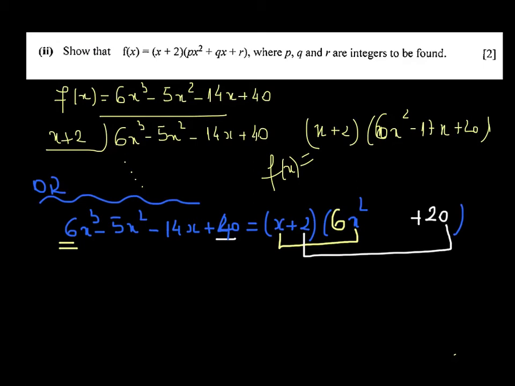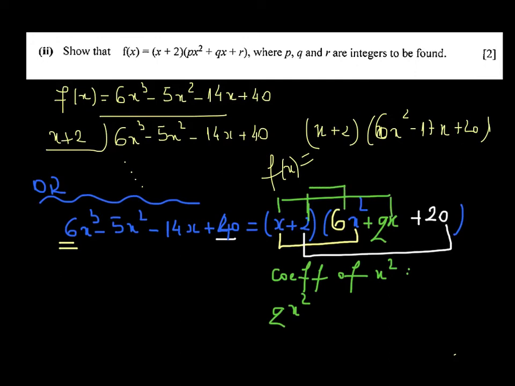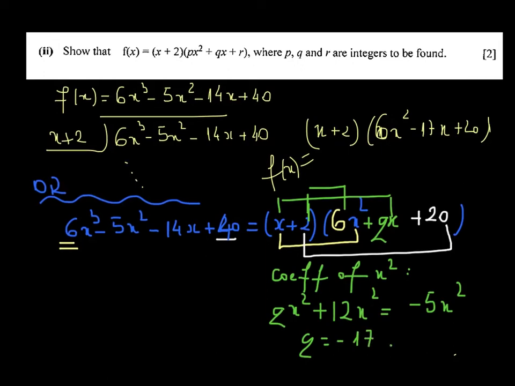And you still need to find qx. Let's decide, for example, on the coefficient of x squared. The coefficient of x squared, when you multiply, will be q from this one and this one plus 12 from these two, and you must get minus 5, so q must be minus 17. Same result as above.